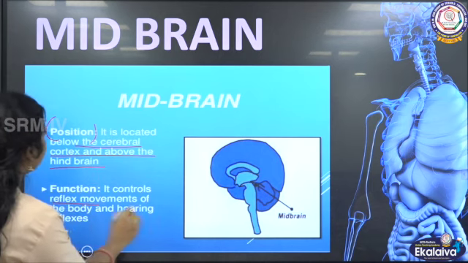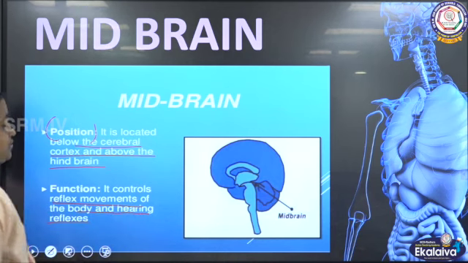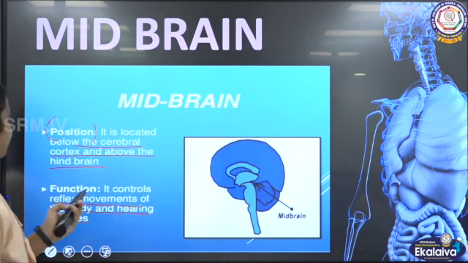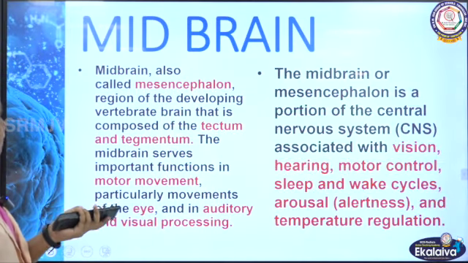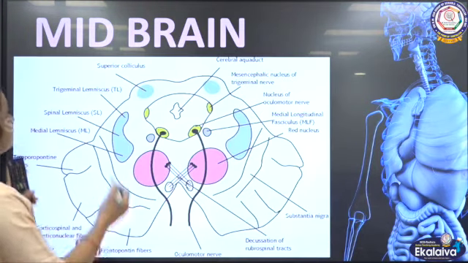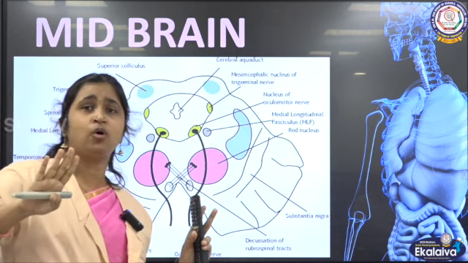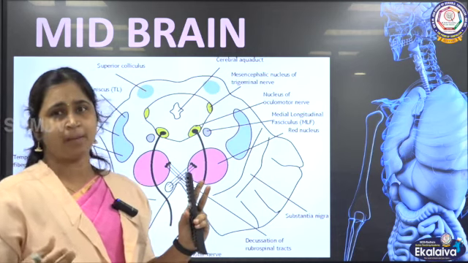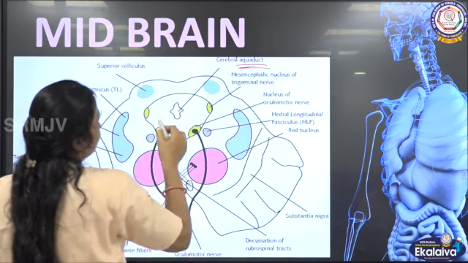Function: it controls the reflex movement, body and hearing reflexes. Okay, so we are going to see in detail the structure. I'll show you the structure, then we'll come back to that slide. So this is the structure of the midbrain. This midbrain consists of 4 lobe-like structures called corpora quadrigemina. And here you can see the aqueduct, the cerebral aqueduct.